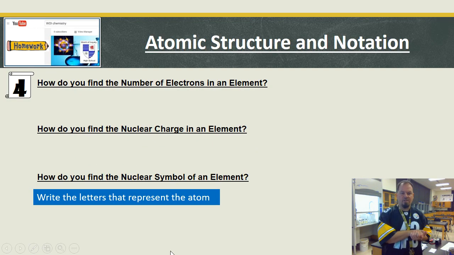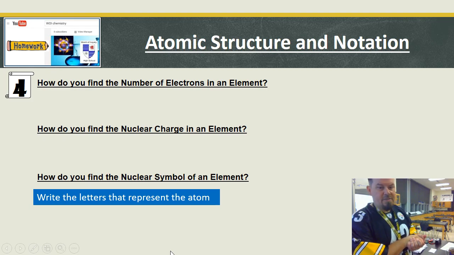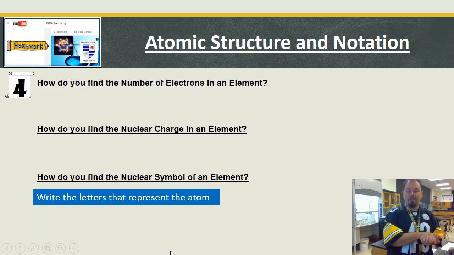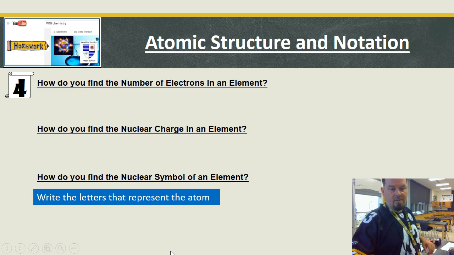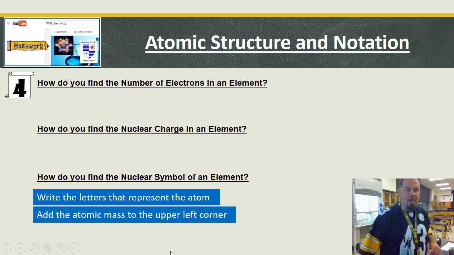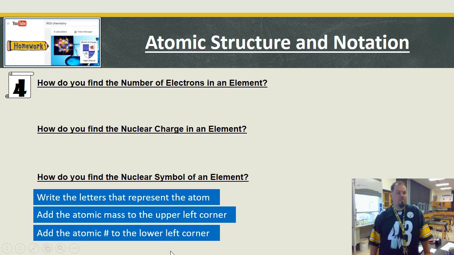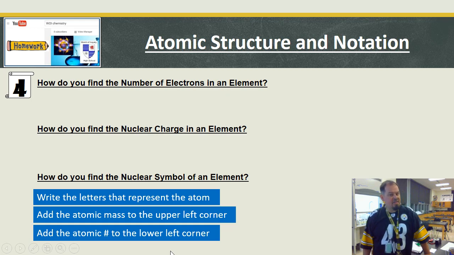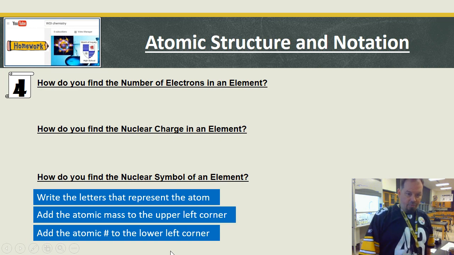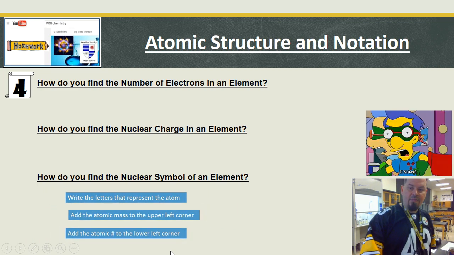How do you find the nuclear symbol? These are just the letters that represent the atom. Remember, first letter is always capitalized, second letter is lowercase. Okay. And the atomic mass is in the upper left-hand corner, and I put the atomic number in the bottom left-hand corner. So for the nuclear symbol, I need those 3 things. You're going to be asked to do a nuclear symbol, so make sure you can find all 3 of those pieces.